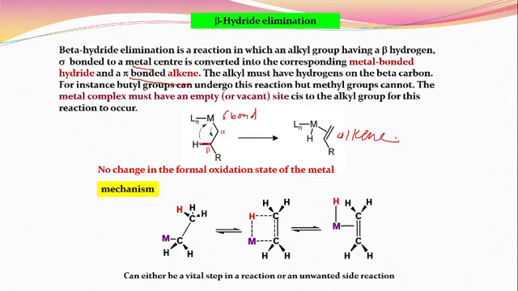What is beta hydride elimination? It is a reaction in which an alkyl group having a beta hydrogen, here this is the alkyl group CH3CHR. This is the alkyl group.